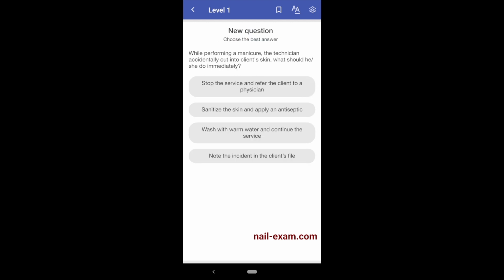While performing a manicure, the technician accidentally cut into client's skin. What should he or she do immediately? Answers: A. Stop the service and refer the client to a physician. B. Sanitize the skin and apply an antiseptic. C. Wash with warm water and continue the service. D. Note the incident in the client's file. The answer is B.